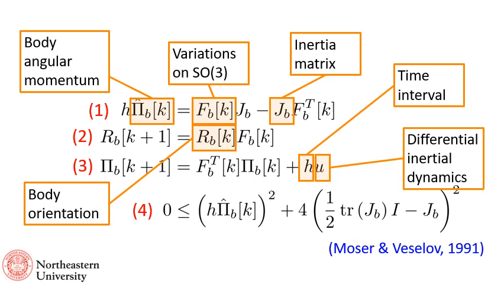In these four equations, the discrete time dynamical system can be resolved first by obtaining an answer to the variations on SO3, which involves solving the discrete time algebraic Riccati equation given by equation 1. However, the solution to the AREs are not unique, and for the solution to belong to SO3, the convex constraint given by equation 4 must be satisfied.